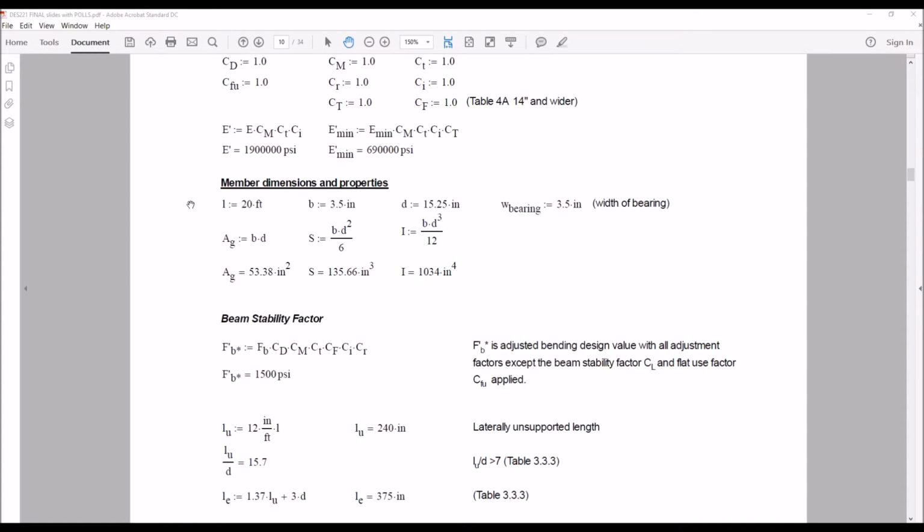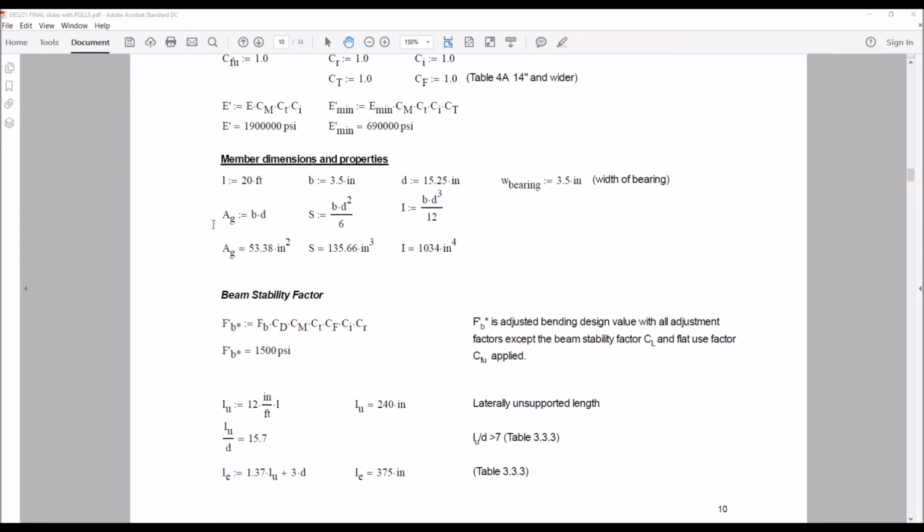Laying out the geometric dimensions and properties of the member, we have a length of 20 feet. The actual dimensions of a 4x16 material are 3.5 by 15.25 inches. This W sub bearing value is the width of bearing, and we'll use that when we do a bearing compression check at the end. That is an important factor, and it's not necessarily noted with its own variable in the NDS, so that's just what we chose in this example.